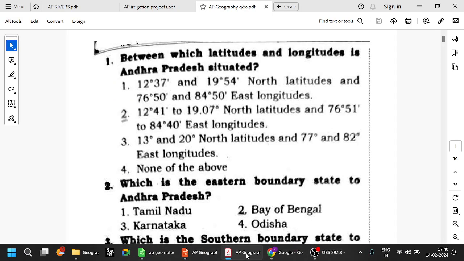So now let's go back. So see, 12 degrees 41 minutes 19.07 degrees north, and the longitudes are 76 degrees 51 minutes and 84.40 east longitude. So you have to remember these things. Okay, let's move ahead. And also anything else?